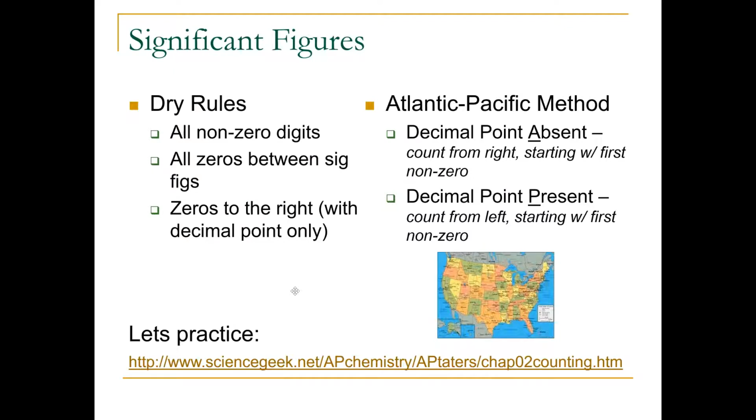If your decimal point is present, then P, Pacific, that means we're going to count from the left. And again, you start counting once you reach your first non-zero digit. If you want to practice, if you're not confident with sig figs, you can follow this link. It has you type in the number of sig figs for different values, and it will tell you if you're correct or not. One thing that isn't on here: if you have a number written in scientific notation, so if it's written as 5 times 10 to the third, it's only the number out front that counts for sig figs. So that 5 is what matters. The 10 to the third part we don't worry about at all.